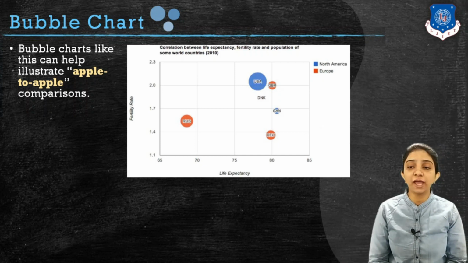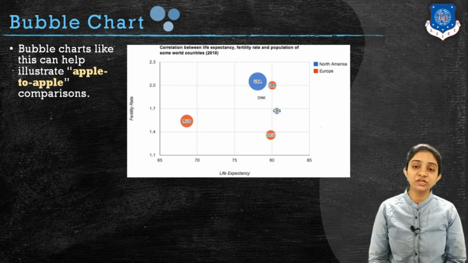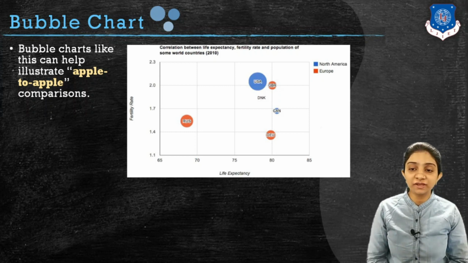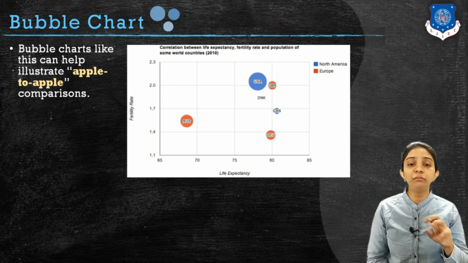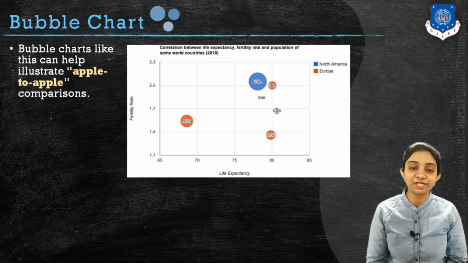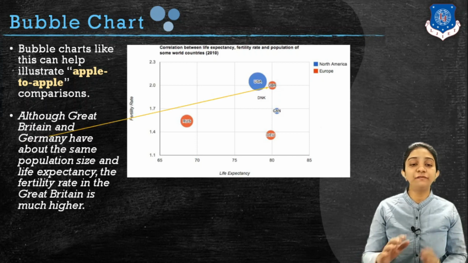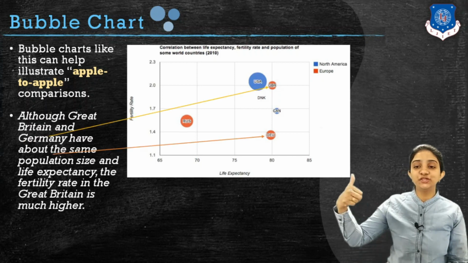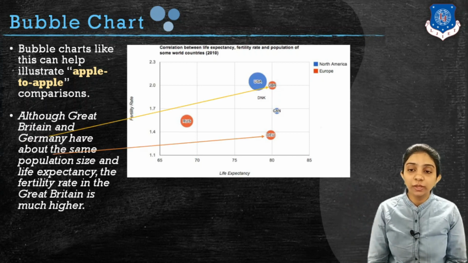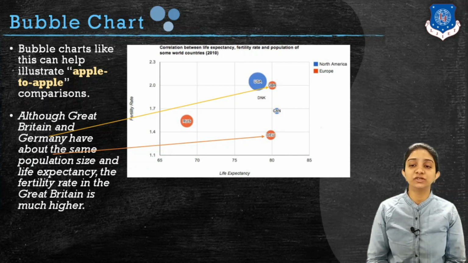So this is the data collected for North American and European countries, where North American countries are shown in blue bubbles, whereas European countries are represented as red bubbles. Now in this chart, if you look carefully, GBR and DEU are Great Britain and Germany.